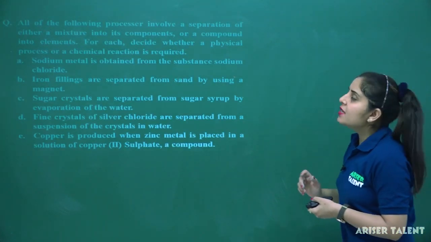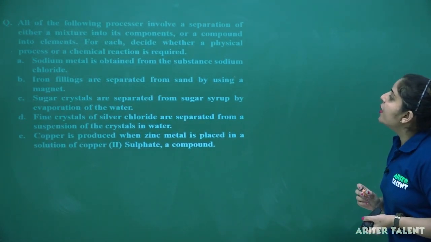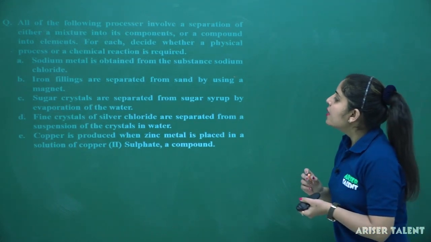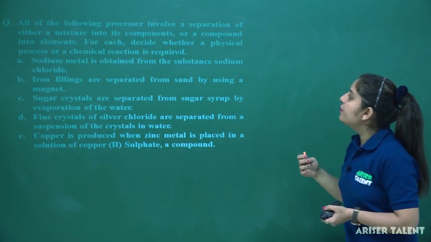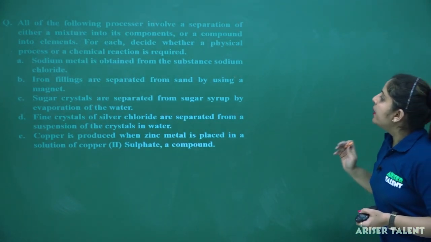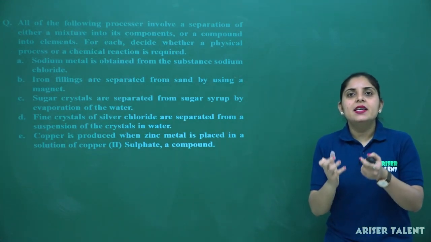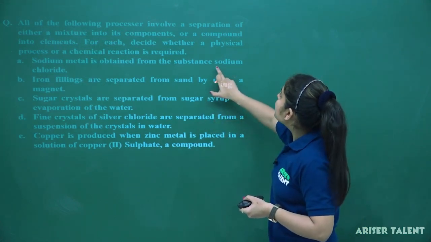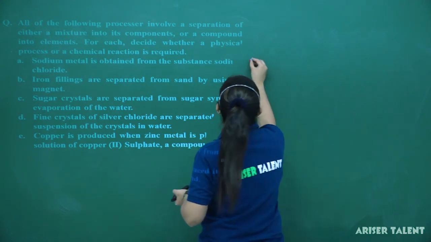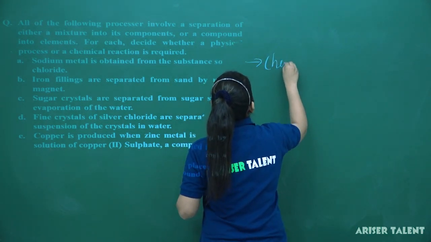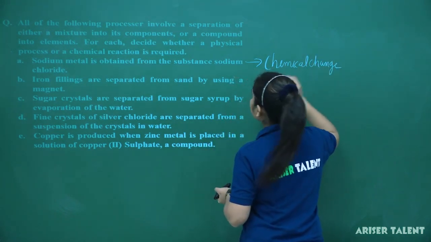Now, our next question is, all of the following processes involve the separation of either a mixture of components or a compound. We have to identify whether a physical process or chemical reaction is required or not. So we are given 5 equations and we have to identify them. Sodium metal is obtained from the substance called sodium chloride. This kind of change is a chemical change, because fractional distillation will be done in this process.